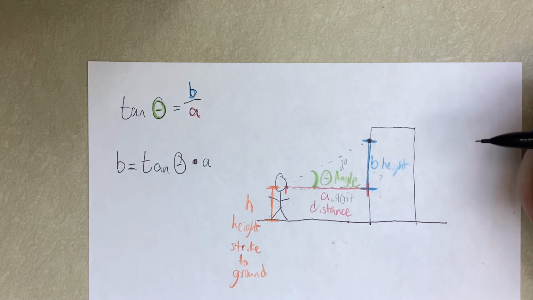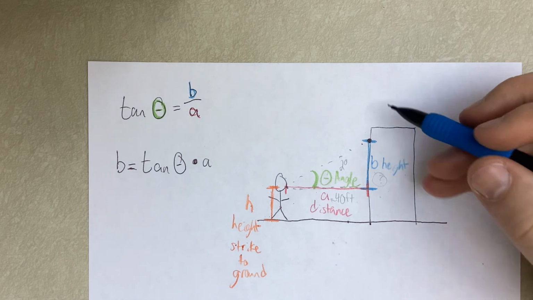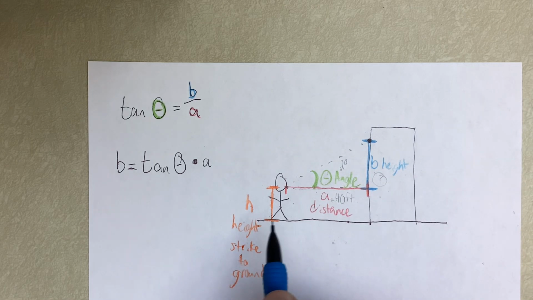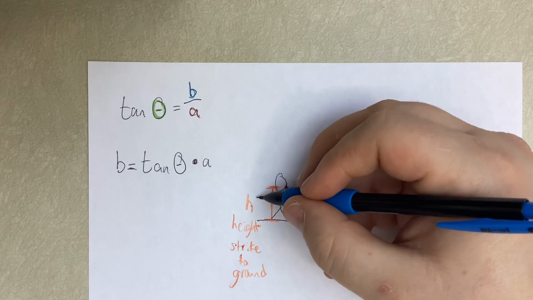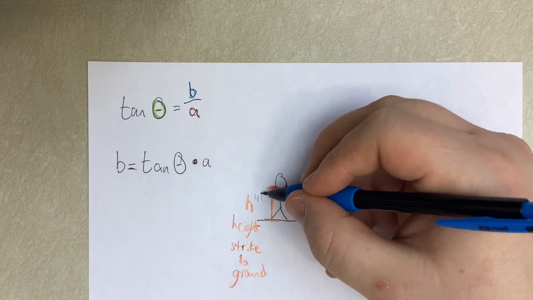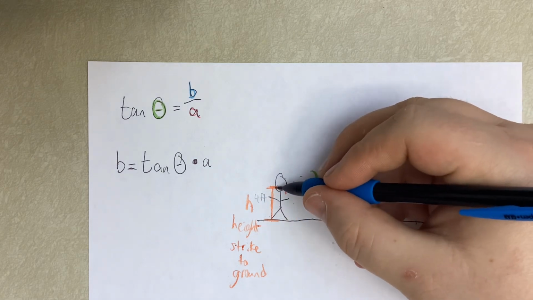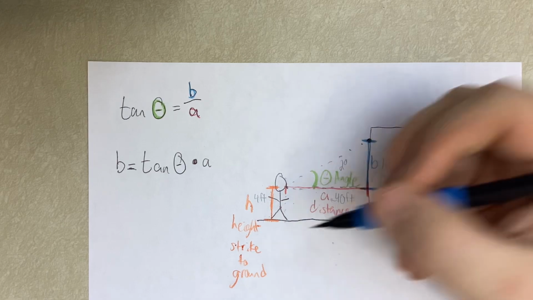B, our height, we don't know. That's our variable that we're going to be solving for. It did give us h in the image, but not in the problem. That height for this one is that he was struck when he was 4 feet from the ground. So 4 feet from the point where it actually hit down to the ground down here.